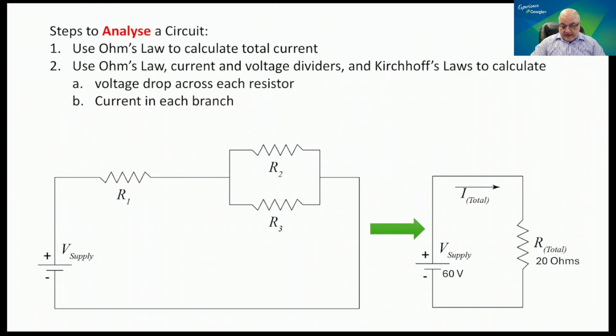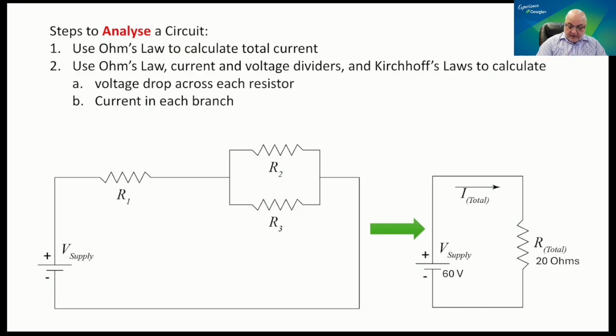What we have done is we have successfully finished simplifying the circuit. Now we have a circuit in which we have one resistor, which is equal to 20 ohms, and we already know the power supply is 60 volts. Obviously now we can start our analysis. So the first step of analysis is to use Ohm's law to calculate total current. I am more than happy to do that.